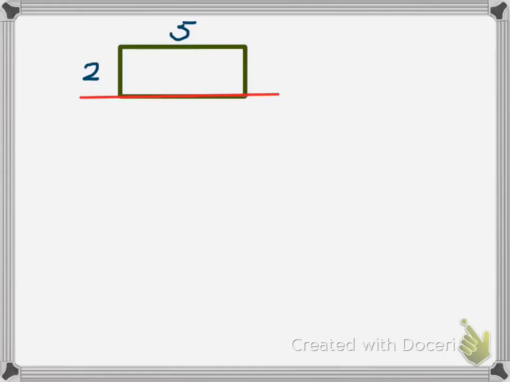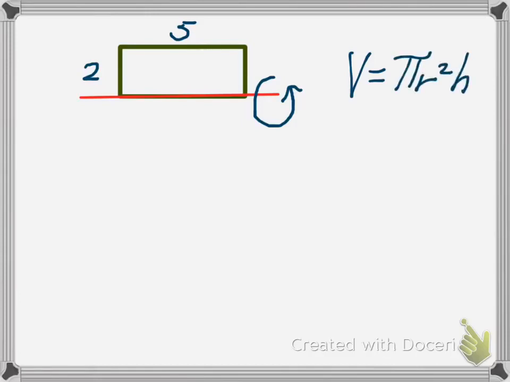And let's say we were to take this rectangle and rotate it around an axis, and let's say that axis was at the bottom of the rectangle. If we were to spin it around this axis, think about what shape we would create. Well, we would create a cylinder. And the volume of a cylinder is pi times r squared times h.